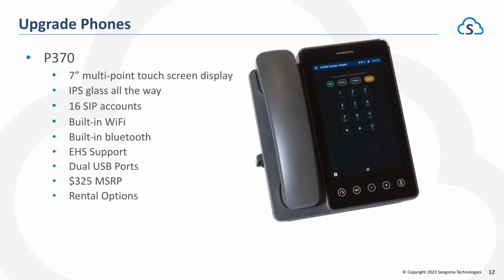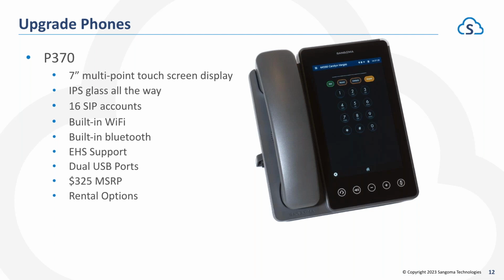And then lastly, we do have a really nice executive level. It's a 7-inch multi-point touchscreen display phone. This has in-plane switching glass all the way around. So any angle that your eyeballs can catch this phone at means you're gonna be able to read the screen and see what's going on in there.